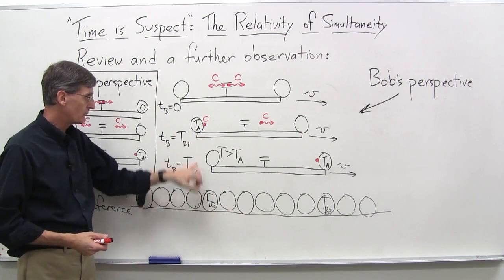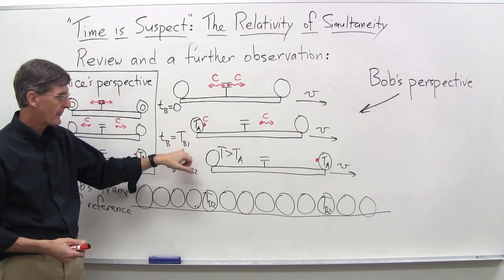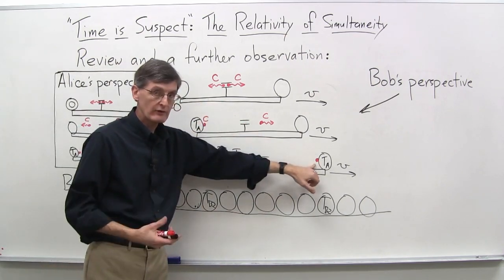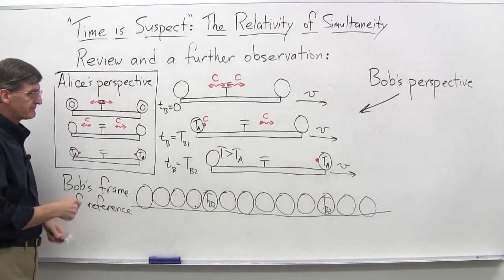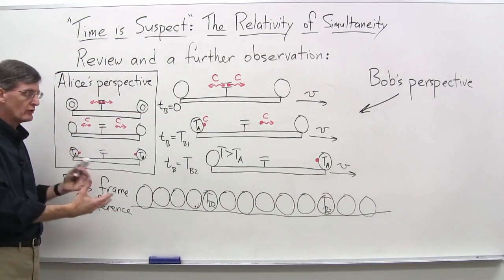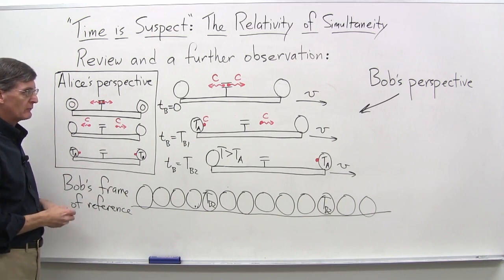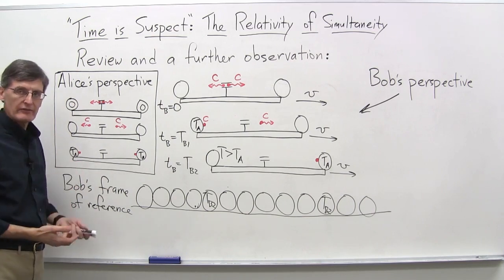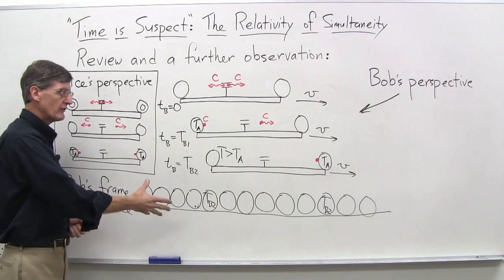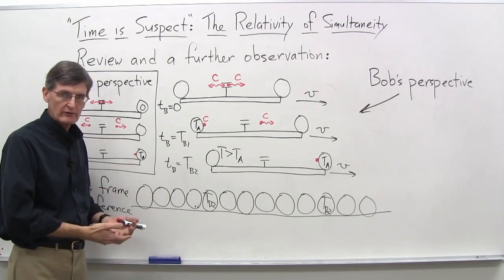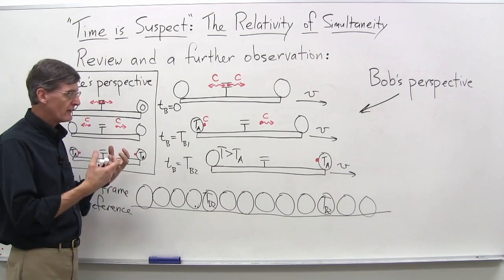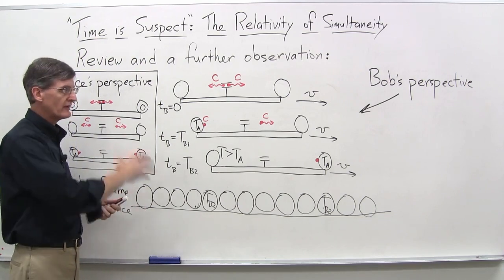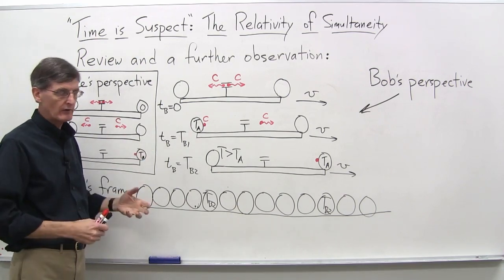It's got to be T sub B1 for Bob at that point, and it's got to be T sub A over here for Alice, because that's what Alice sees, and yet it's T sub B2 for Bob. Okay, so that's just another review of what we were saying before, the relativity of simultaneity, that simultaneous events, clock synchronization, it's relative. You cannot absolutely synchronize clocks such that everyone agrees they are synchronized.